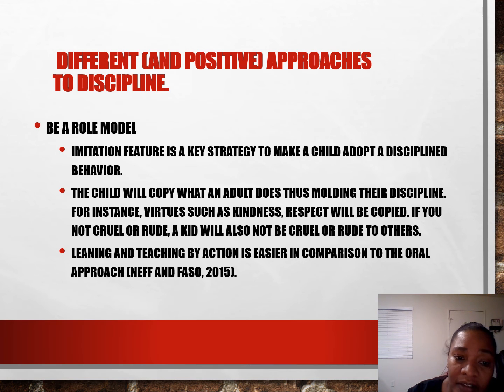Being a role model, imitating features, is a key strategy to make a child adopt disciplined behavior. We're all people, and we may have an off day or a bad day sometimes, but showing kindness, smiling, talking soft, and giving appreciation, being an actual model for that child's behavior, can go a long way in helping change it. The child will copy what an adult does, molding their discipline. For instance, virtues such as kindness and respect will be copied. If you are not cruel or rude, a child will also not be cruel or rude to others.